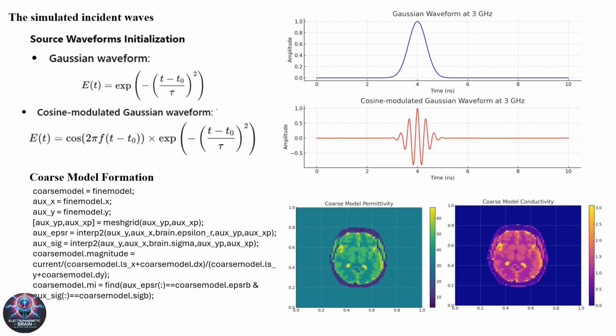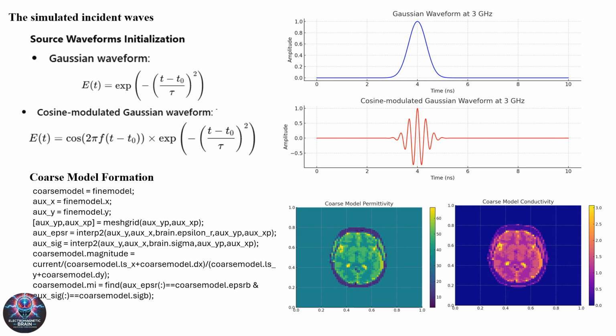This slide introduces us to two common source waveforms, Gaussian and cosine modulated Gaussian, and demonstrates their importance in wave simulations. We also will look at the coarse models of permittivity and conductivity, which are crucial for accurate simulation of wave propagation through heterogeneous materials. First, we focus on source waveforms' initialization and their respective impact on the simulation model. We'll explore two primary types of waveforms and how they are used, followed by a look at the corresponding permittivity and conductivity models. We begin with the Gaussian waveform.